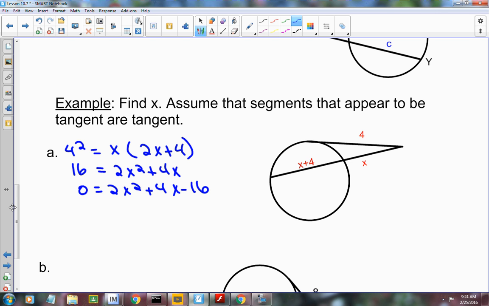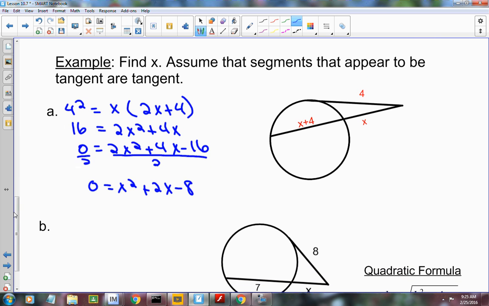Okay, now before I get ready to factor this, what do I notice about each of these terms? You can all divide them by 2. So could I divide both sides by 2? Sure. Okay, so I'm going to divide both sides by 2. That's going to make my work just a little bit easier. So I end up with 0 equals x squared plus 2x minus 8.